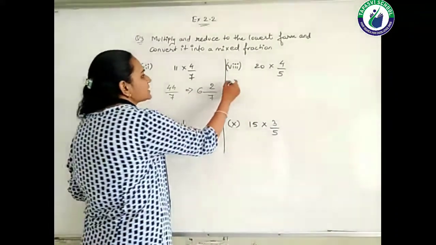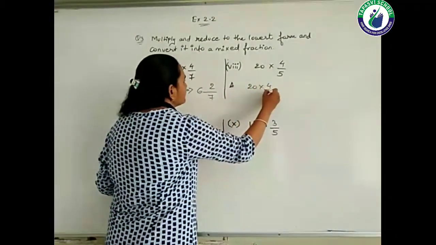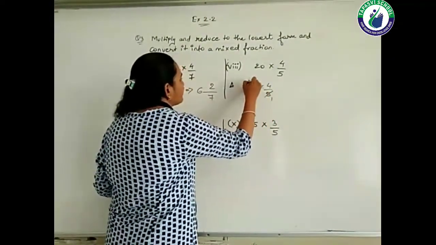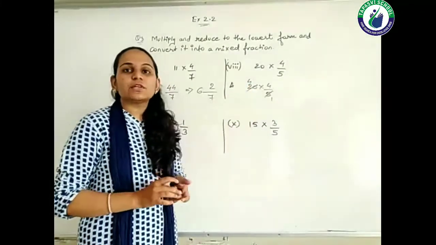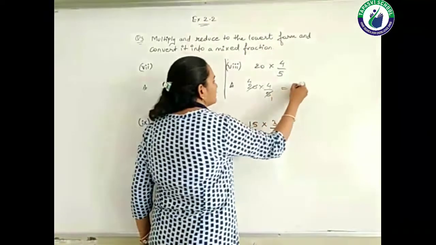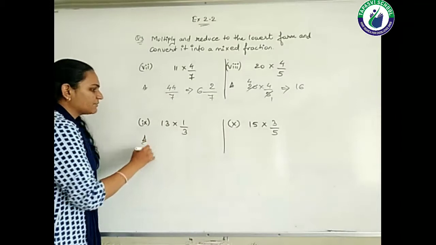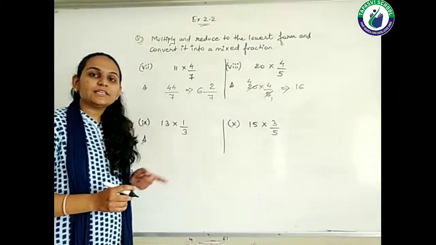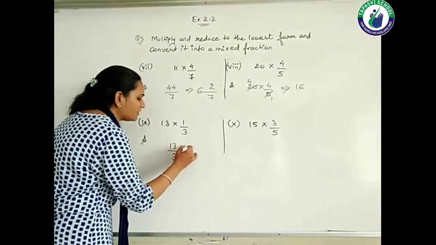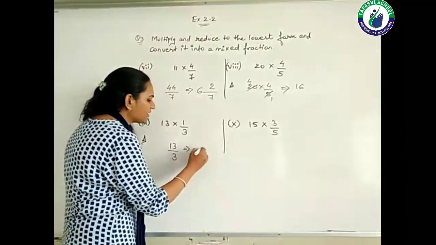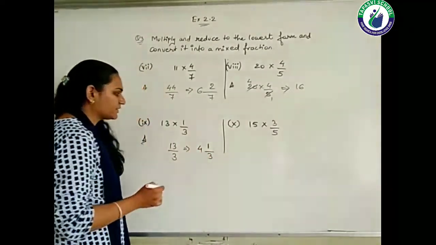Next one, students, that is the 8th one. 20 into 4 by 5. 5 1s are 5, 5 4s are 20. So now what is remaining? 4 into 4, so that is 16. Okay, next one, students, 9th one. 13 into 1 by 3, so 13 into 1, so 13 by 3. We will convert this into a mixed fraction. So 4 3s are 12 plus 1, 13, right?